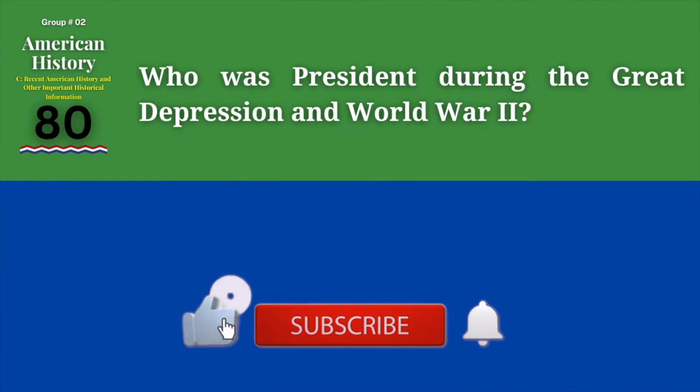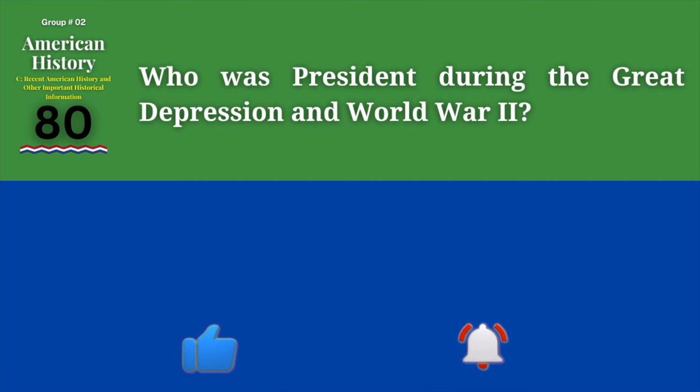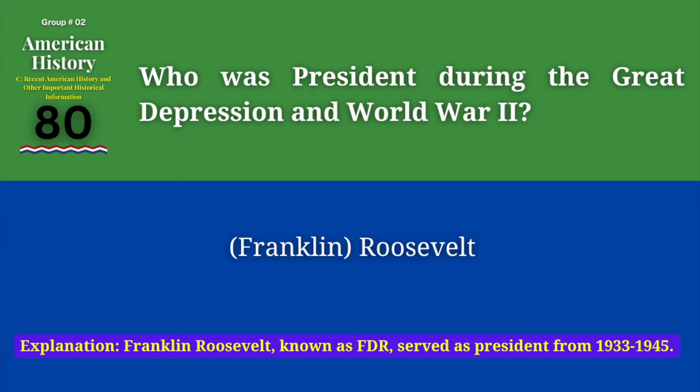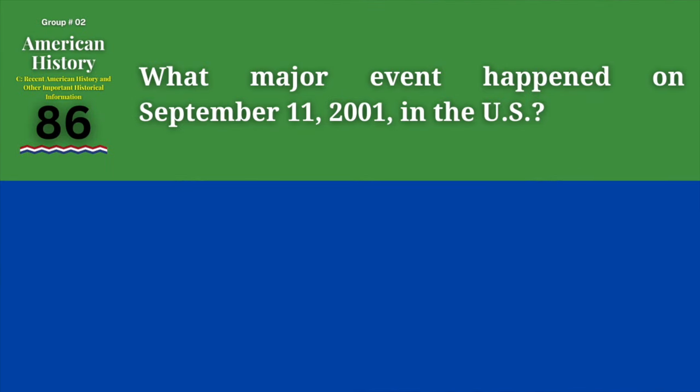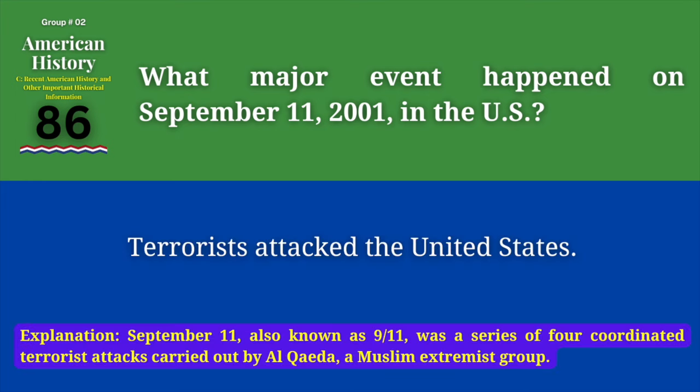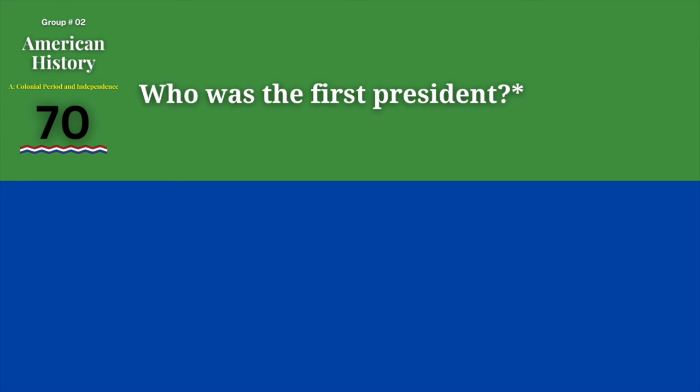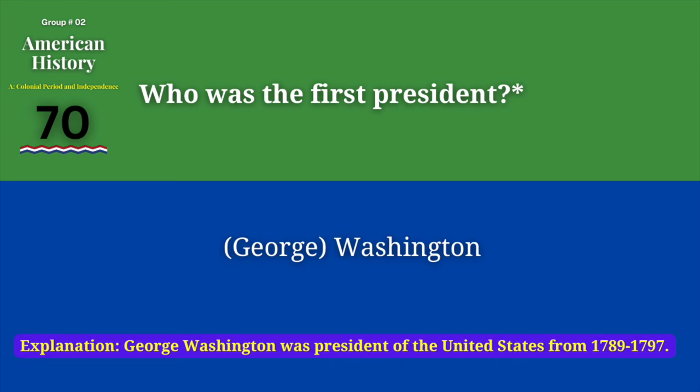Who was president during the Great Depression and World War II? Franklin Roosevelt. Name one war fought by the United States in the 1900s. World War I. What major event happened on September 11, 2001, in the U.S.? Terrorists attacked the United States. Who was the first president? George Washington.